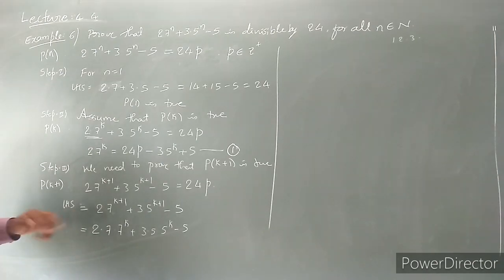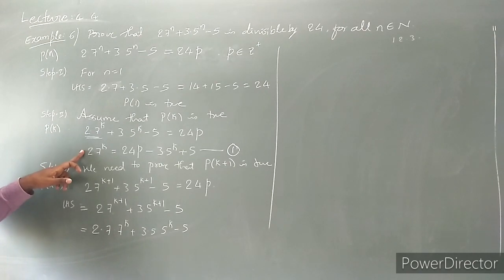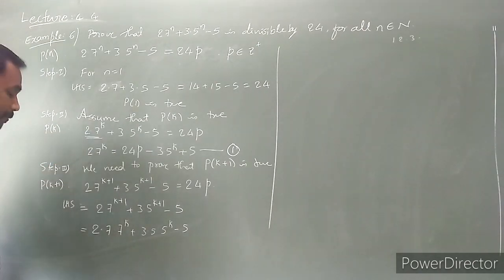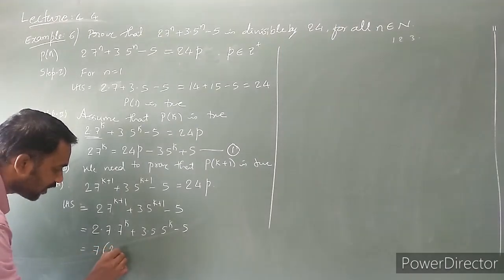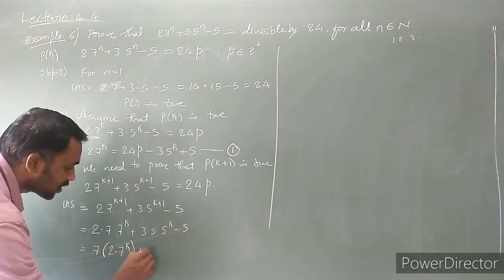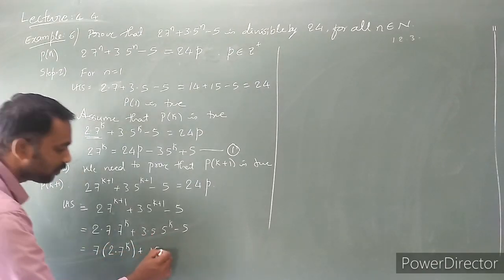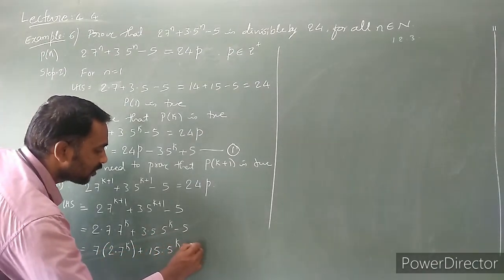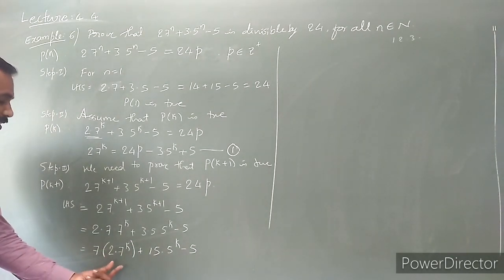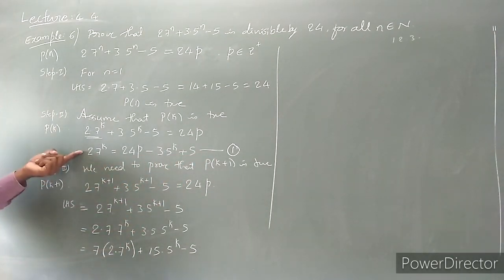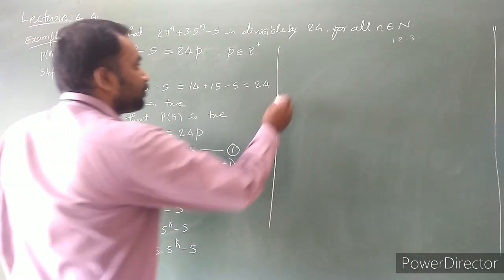Now we have the value. What is the value from equation number 1? 2 into 7 power k is that. Replace that 2 into 7 power k. I just rewrite 7, 2 into 7 power k plus 3 times 5 is 15. How does 15 become 3 into 5? 3 times 5 is 15, 5 power k minus 1. Now I am just replacing the 2 into 7 power k from equation number 1. What is 2 into 7 power k? This is the value. Replace it.